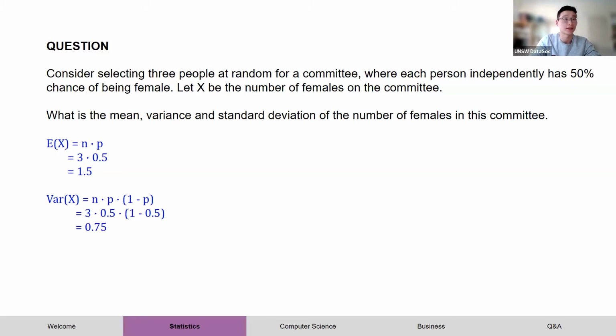Now, to find your variance, you can take your mean and multiply that by the probability of failure, so that's 1 minus 0.5. Using that probability, we find that the variance is 0.75. And finally, to find the standard deviation, all we need to do is take the square root of the variance, because that's just how it's defined. And therefore, we get that our standard deviation is equal to the square root of 3 over 2.